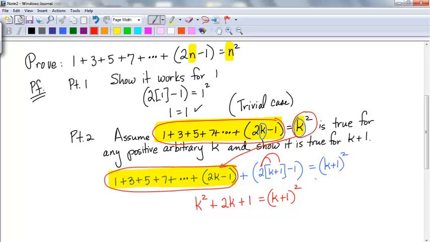But I subtracted the 1. Yes, because I'd have 2k plus 2 minus 1. Okay. So I can go either way. I can go k plus 1 quantity squared on the left, or I can go k squared plus 2k plus 1 on the right. Doesn't matter. Okay. I'm going to just factor.